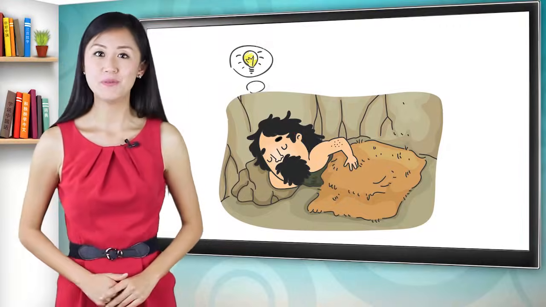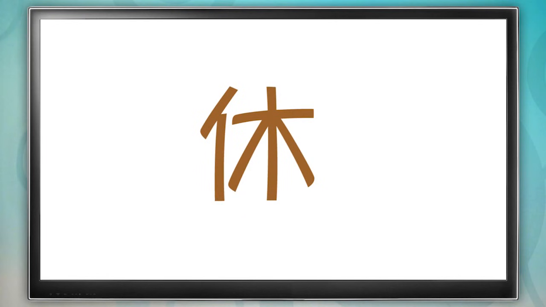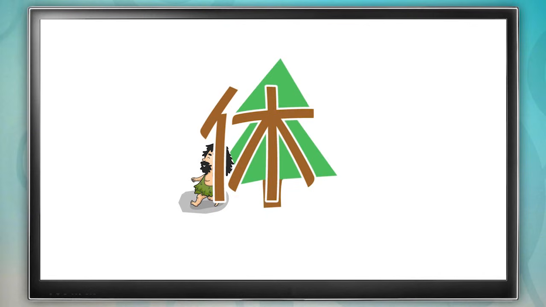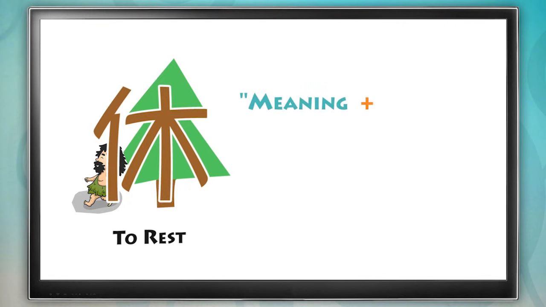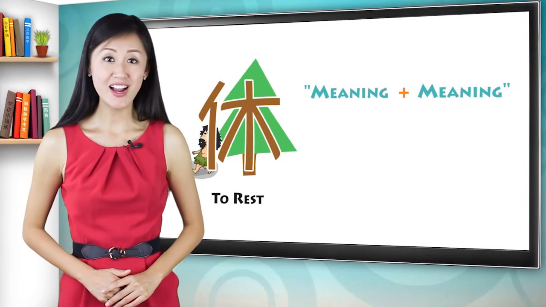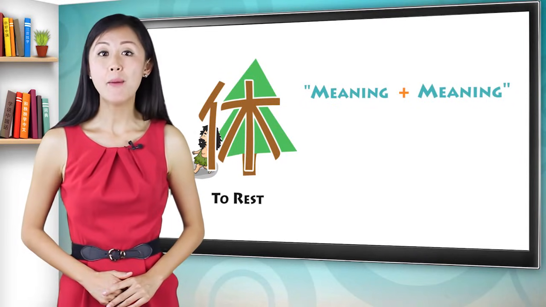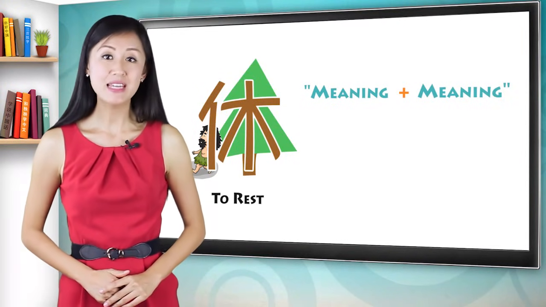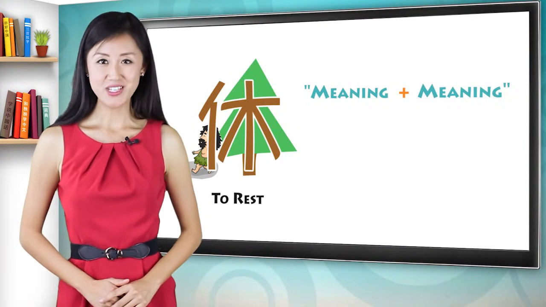Here's a great example. This character shows a person beside a tree, like someone leaning against a tree for shade and support. It means to rest. I call these types of characters meaning plus meaning characters because inside them you can find two different components that give you a hint about its meaning. In many cases, this worked just fine to simply use a picture or a combination of pictures to represent meaning. But it didn't work all the time.